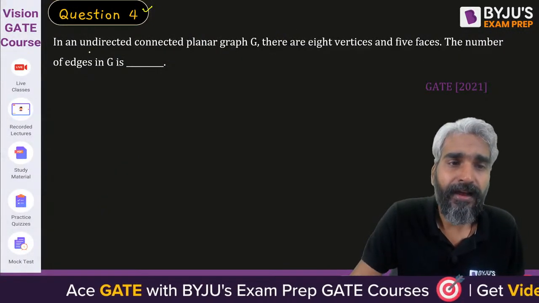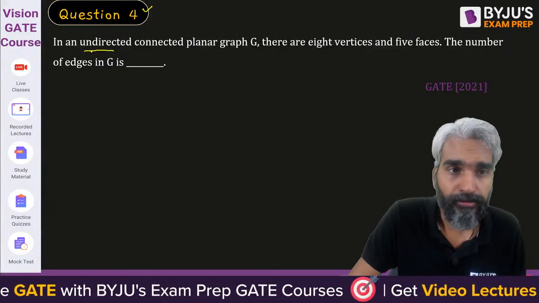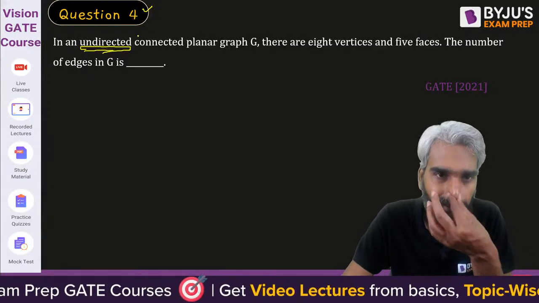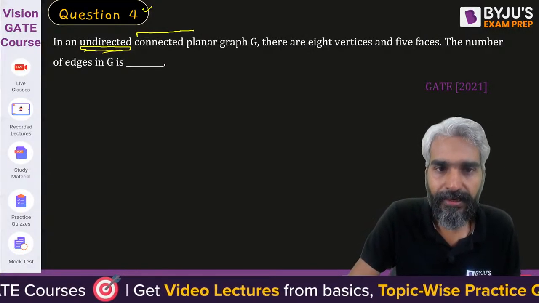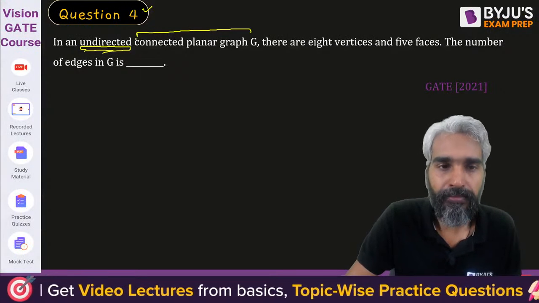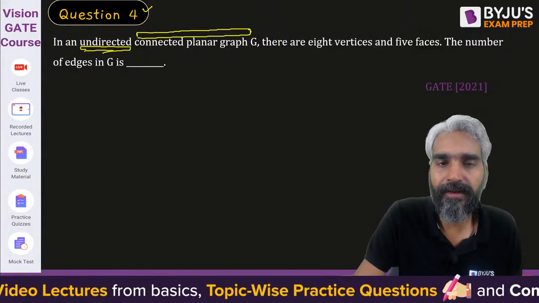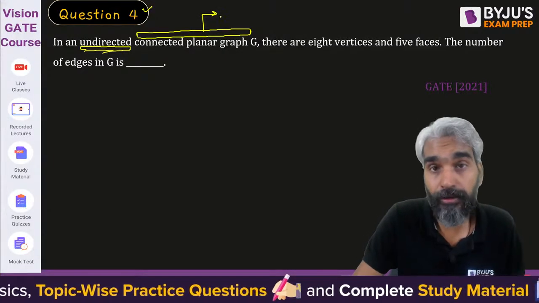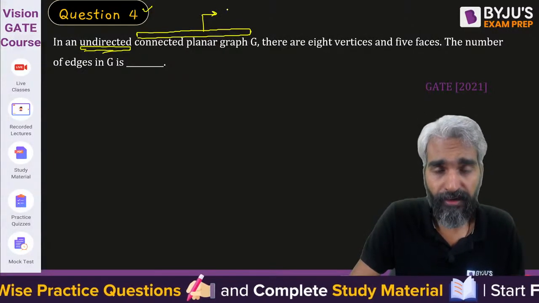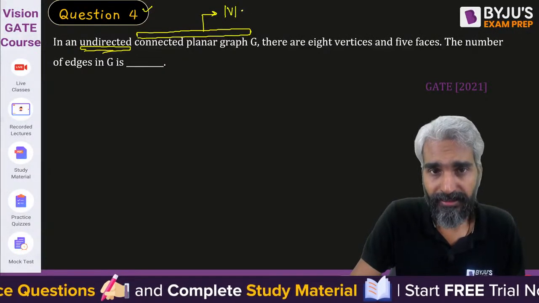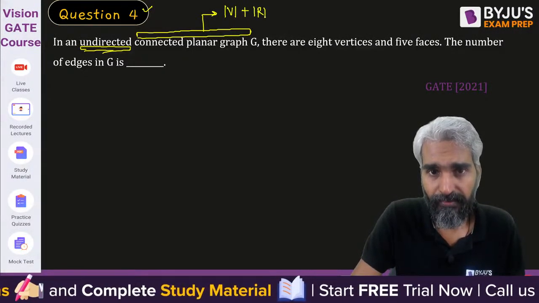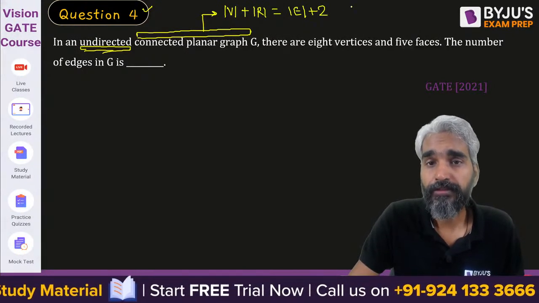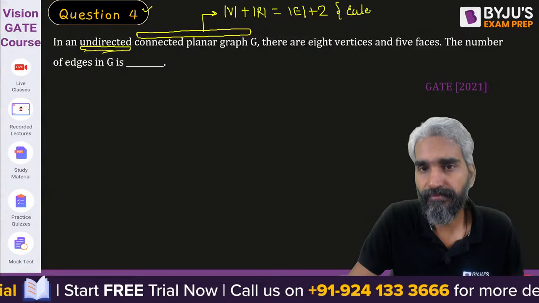Next, in an undirected connected, okay, so now it is related to planar graph. It is an undirected graph. And what type of undirected graph? It is a connected planar graph. Now, please try to understand, in a connected planar graph, a very important definition holds true, that is Euler's observation, which says the number of vertices in a graph plus the number of regions in that graph will always be equal to the number of edges in that graph plus 2. So this is known as Euler's equation.